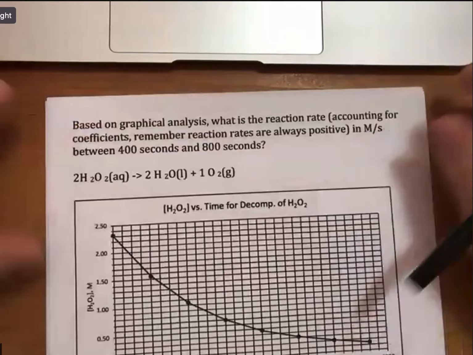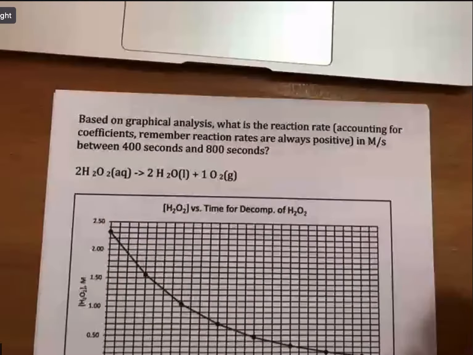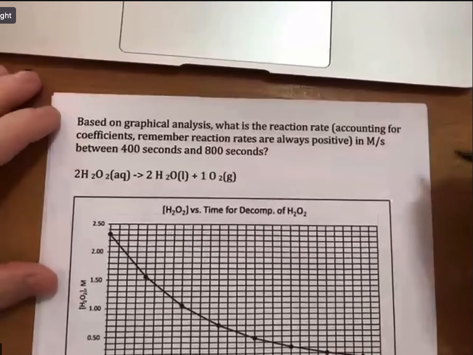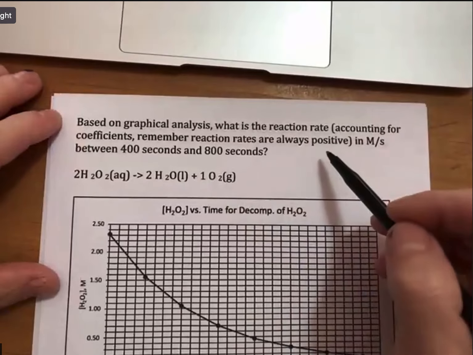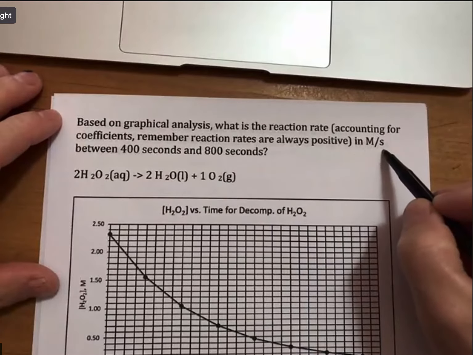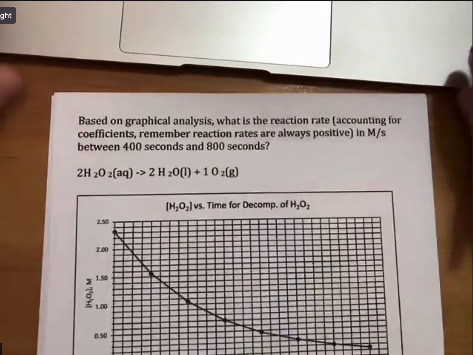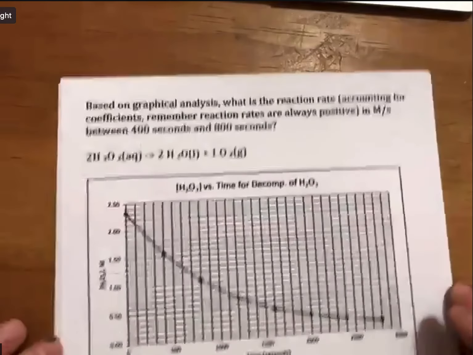Question 1 says, based on graphical analysis, what is the reaction rate accounting for coefficients? Remember, reaction rates are always positive in molarity per second between 400 seconds and 800 seconds. Okay. And I've given you a graph.